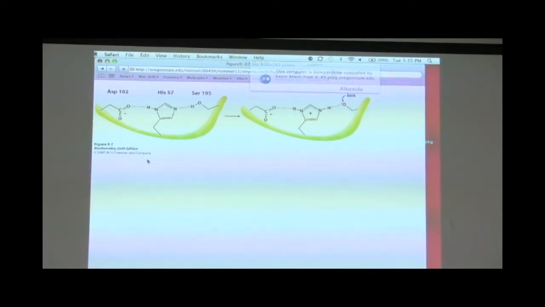Now, as we will see in the mechanism that I'm going to show you in just a minute, these three amino acids work together to make a very, very reactive form of serine that causes the catalytic reaction to occur. Okay, so they work together. You can see on the screen basically what's happening. Part of this mechanism will involve removal of a proton from serine to make a very reactive ion called the alkoxide ion. And it's that alkoxide ion that actually reacts with the protein.